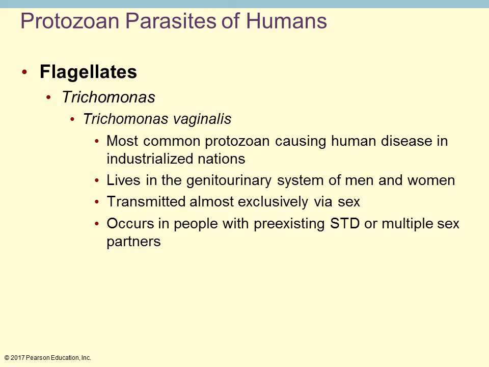Trichomonas, there's a couple different species. Trichomonas vaginalis is the most common one causing human disease in your industrial nations. It does live in the GI tracts of both male and females. It's transmitted via sex.